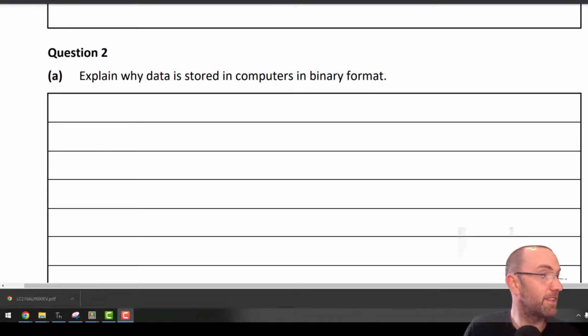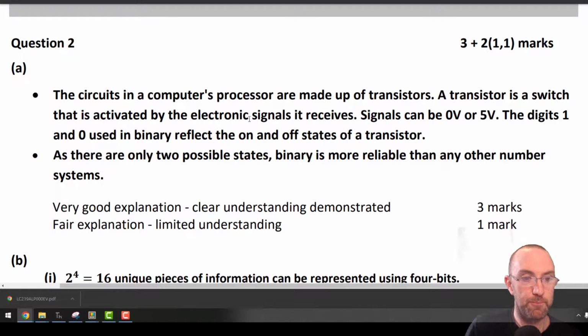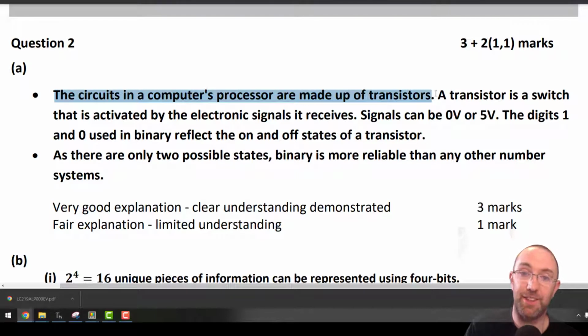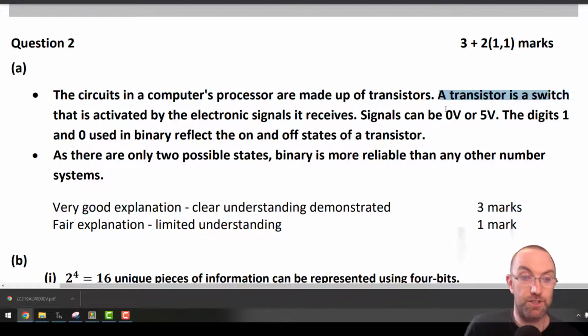Let's look at what the marking scheme has to say here. The circuits in a computer's processor are made up of transistors. Yeah, they're the things that are on or off. They used to be big chunky things, but now they're super small. A transistor is a switch, just like a light switch in your bedroom. And it's activated by the signal it receives, kind of like a remote control tap that turns on and off and lets water through.